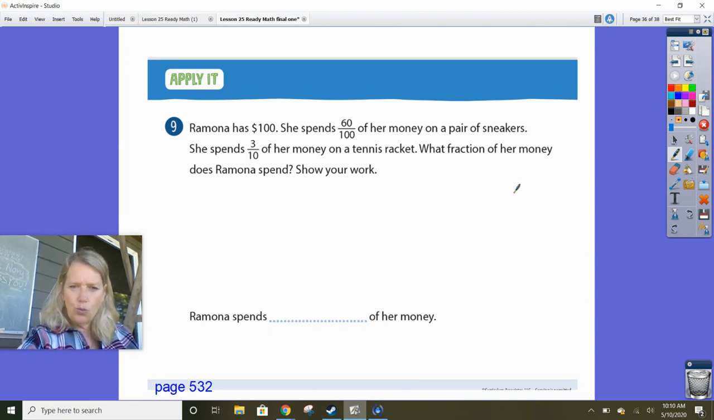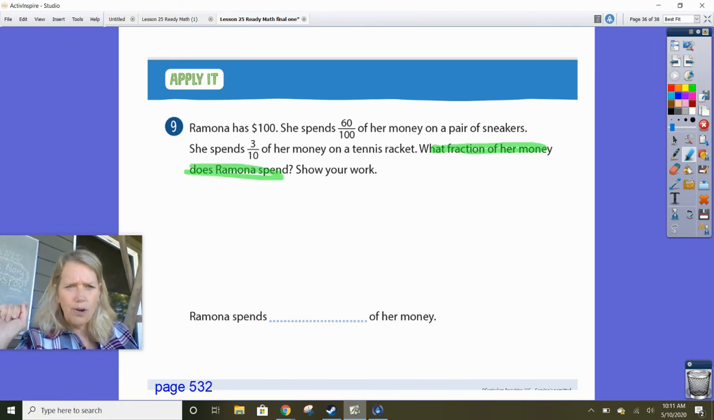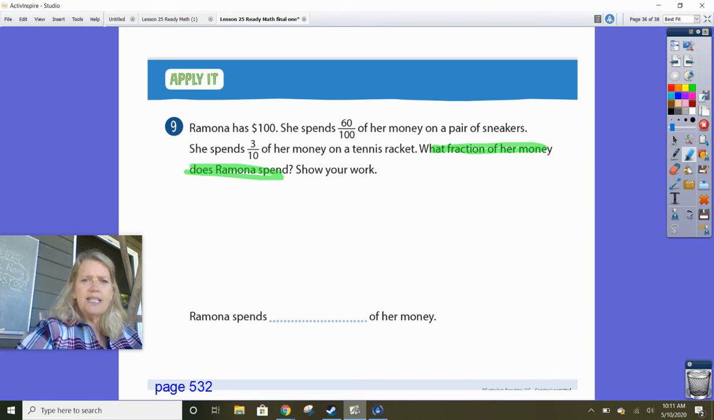They do give us the total this time, which is interesting because we still are just going to put a fraction of the money. I don't even know if you need that, but we do know that this time. Let's do second read. I guess we've already said. That's what we want to find out. Fraction of her money. Important numbers. Ramona has $100. She spends 60 100ths of her money on a pair of sneakers. She spends 3 tenths of her money on a tennis racket. What fraction of her money did she spend?